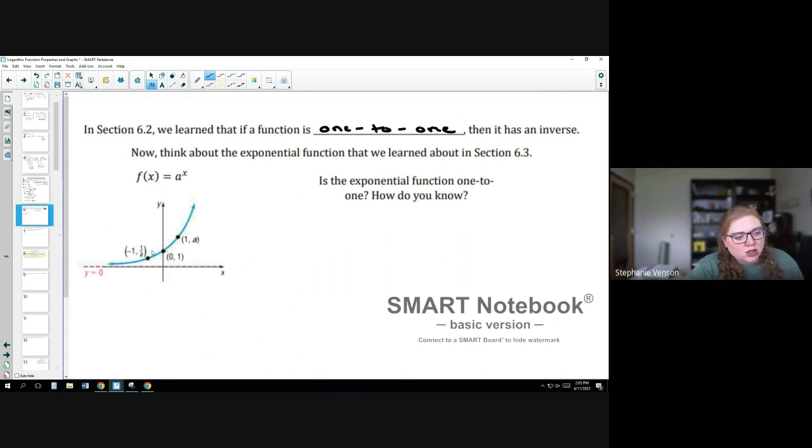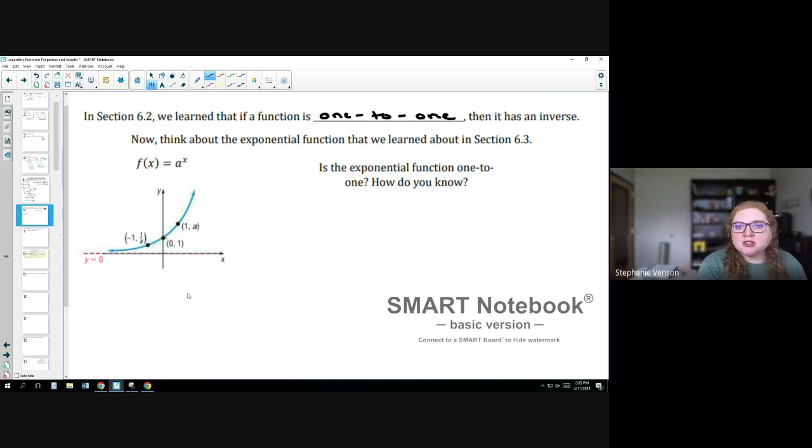So we said that it curves this way, it's increasing. We said that it has a horizontal asymptote at y equals 0. And we said that it has 3 key points, (-1, 1/a), (0, 1), and (1, a). So now let me ask you this question. Is this function 1 to 1? And how do you know? Well, yeah, the function is definitely 1 to 1 because it passes the horizontal line test.